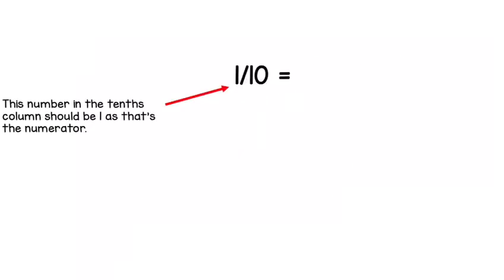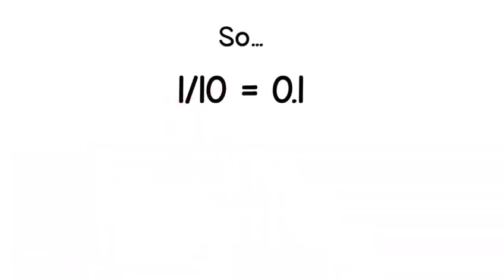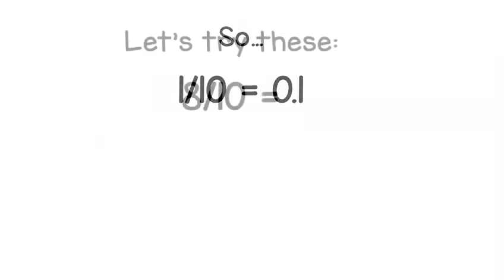The number at the top, the numerator, tells us what number should be in this 1/10 column. So as the number is 1, that must be the number in the 1/10 column. So your decimal should equal 0.1. Let's try these together.